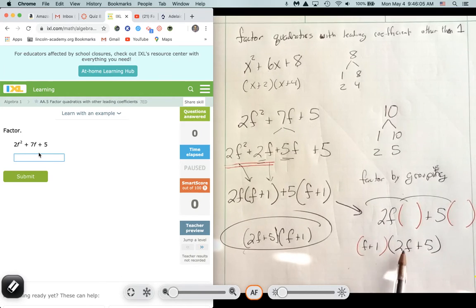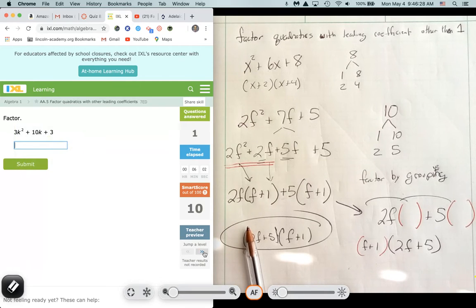Now remember, the order of these don't matter. That's why the 2f plus 5 doesn't matter if it's behind or in front. So we come over here, we do our parentheses, we type 2f plus 5 in one parentheses, and in the other parentheses we type f plus 1. And again, the order of the two parentheses doesn't matter.